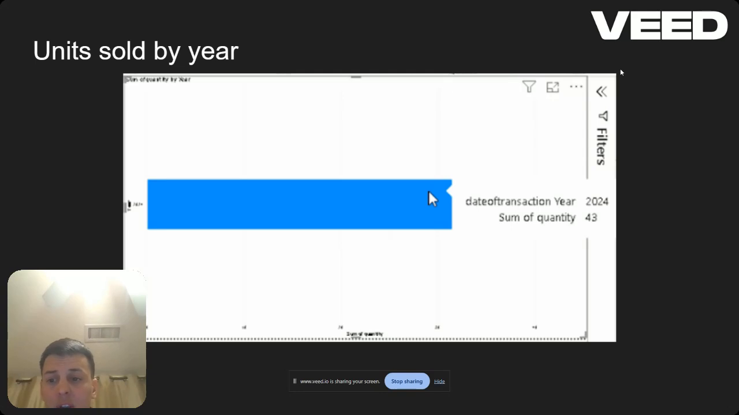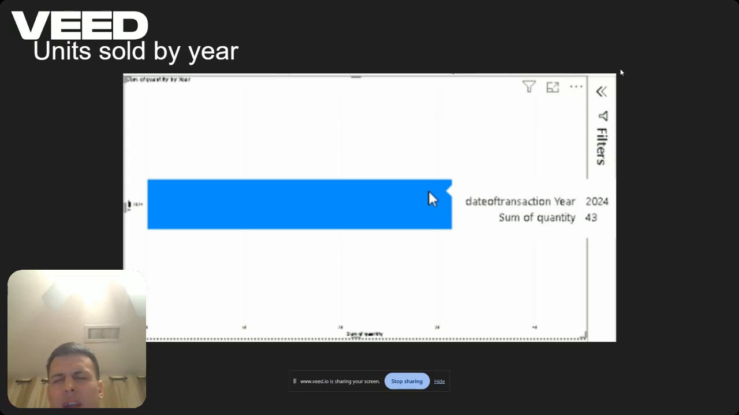Now the next chart we're going to look at is units sold by year. As you can see, there's only one bar in this chart, and that's because we not only got less than 1 year worth of data, we didn't even get a month's worth of data. We were provided with 3 days in early January's worth of data.